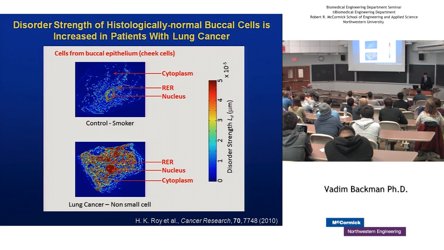Lung cancer has been a poster child for field carcinogenesis. In this case, field carcinogenesis is everywhere in the upper digestive tract, including the buccal mucosa here in the cheek. And that's where we brush the cells from. Again, this is a buccal cell from a normal patient. This is a cell from a patient with lung cancer. You can see much more red in the cell from a cancer patient.